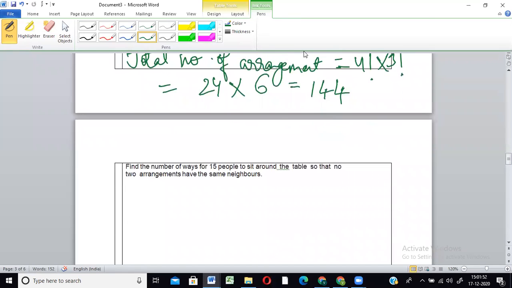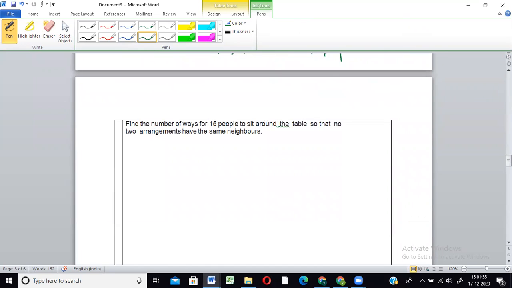Alright, so we will move to the next question now. This, I think, is based on circular permutation. Yes. So you have to remember the formulas for circular permutation, and I've told you how you will guess if the question is from circular permutation. Find the number of ways for 15 people to sit around a table so that no two arrangements have the same neighbor. Sitting around the table clearly means it's an example of circular permutation. Okay. So in total, we have 15 people and they have to be seated around the table.